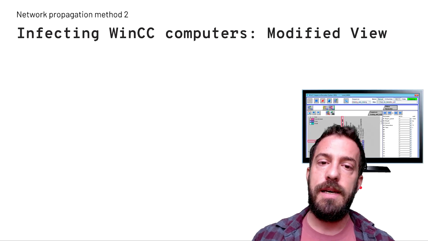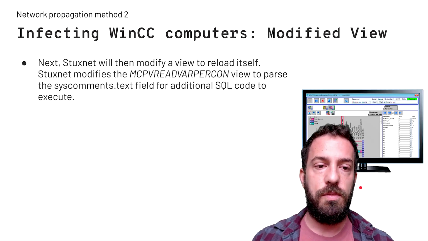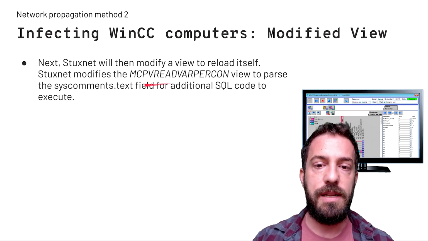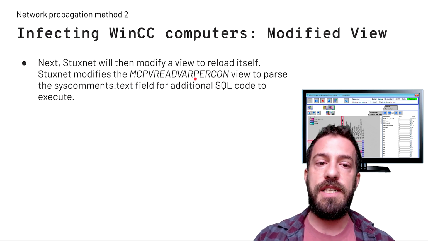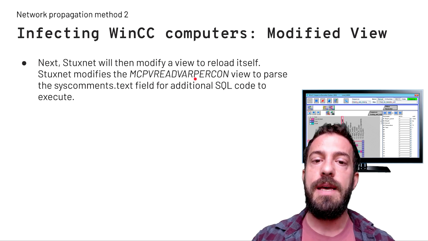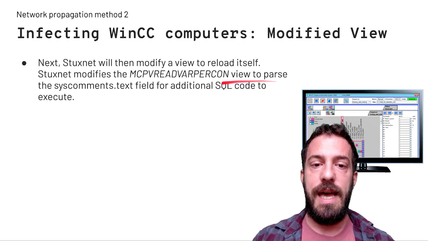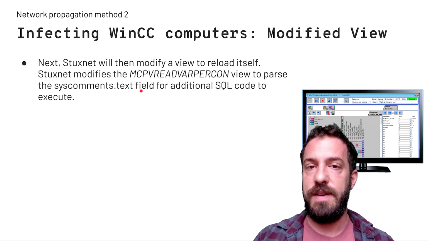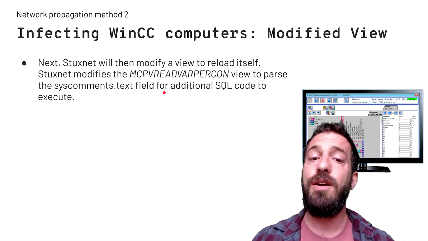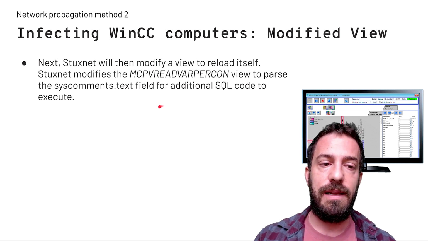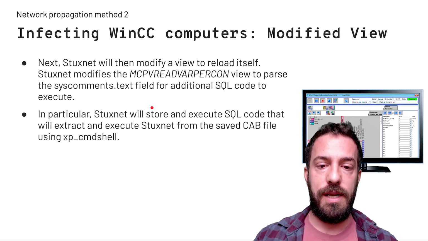The second thing is the modified view. We just said there's this specific name of the view that you can read on the slide. So whenever this view would be brought up, Stuxnet would reload itself. And to do that, it would modify that view, and that view would have a series of commands it would bring, and it would append to the end of that text field SQL code to be executed.